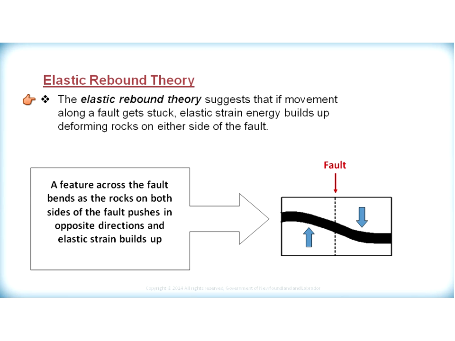The elastic rebound theory, suggested by H.F. Reid, suggests that if movement along the fault sticks, elastic strain energy builds up, deforming the rocks on either side of the fault. So in the diagram to the right, we notice that a feature across the fault bends as the rocks on both sides of the fault push in opposite directions, and elastic strain is building up along the fault. So the stresses that we see here are called transform stresses, or shear stresses, which form along the transform fault.